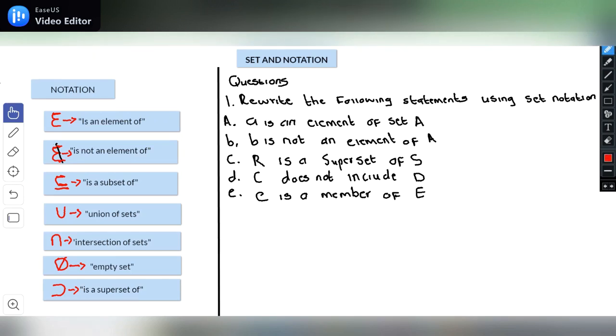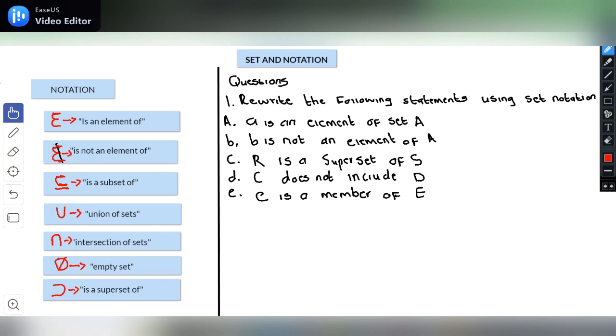So in this lesson we are going to continue doing set and notation. If you didn't see the first video whereby we introduced the set, check it in the description below. So now let's do the notation.